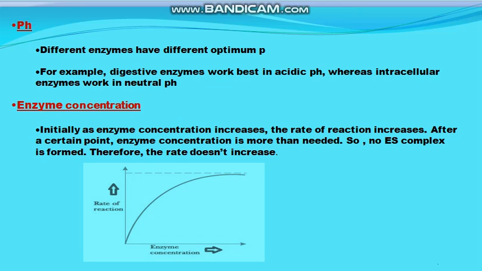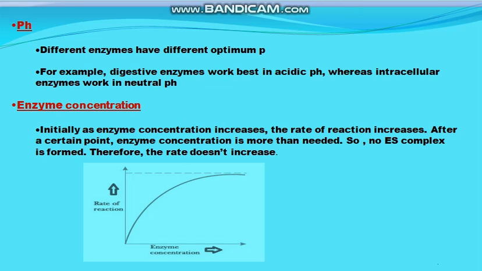The next factor is the enzyme concentration. Initially, as enzyme concentration increases, the rate of reaction also increases. And after a certain point, the enzyme concentration is more than needed, so no more enzyme substrate complex is formed, and therefore the rate of the reaction does not increase.